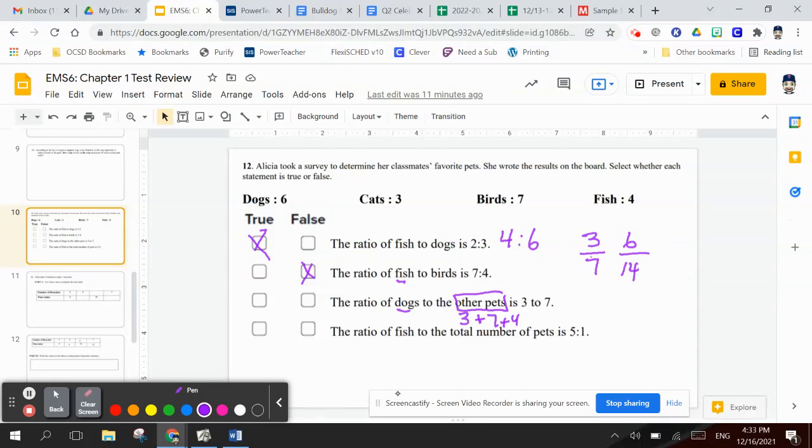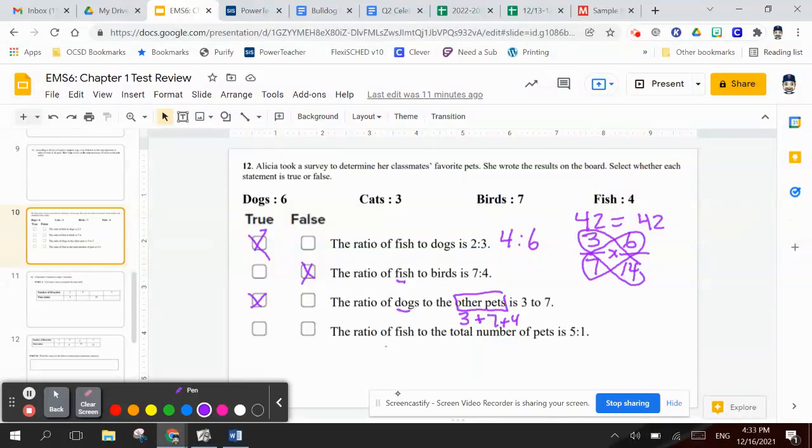So to see if those two are equal, we cross multiply. 7 times 6 is 42. 3 times 14 is 42. Is that equal? Yes. So the ratio of dogs to other pets is true.